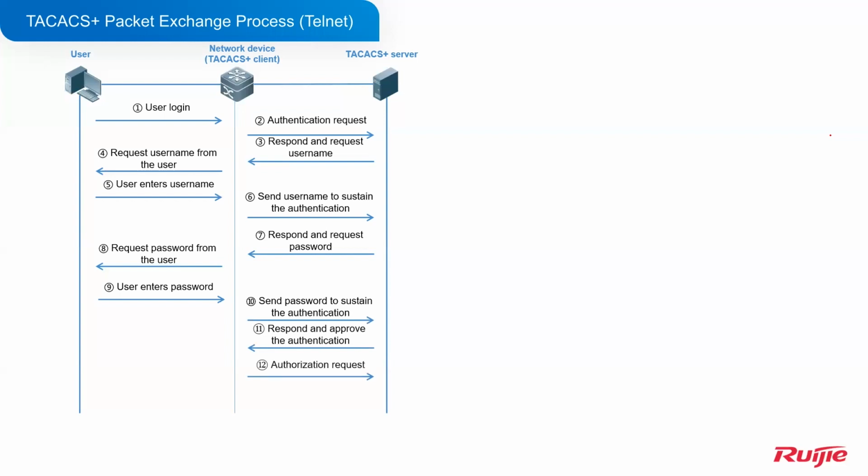Okay, and so until now, until number 11, we have finished the authentication. So next is the authorization. The network device will send an authorization request to the TACACS Plus server, and the TACACS Plus server will respond and approve the authorization. Because based on the username and the password, TACACS Plus can know the authorization of this user and will respond and approve it to the network device. After finishing the authentication and authorization, obviously the next step is the accounting. So let's see.